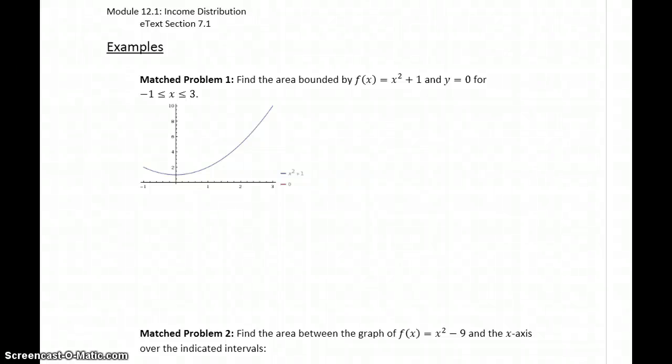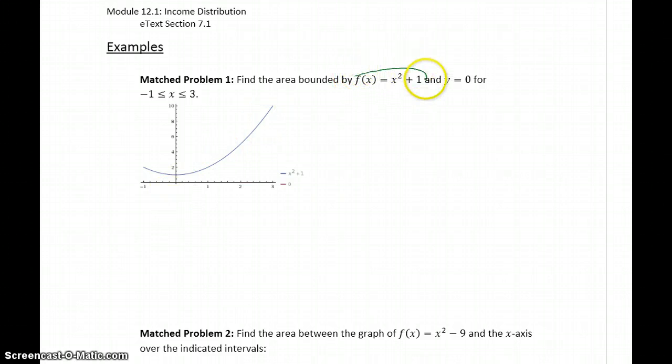When we're trying to find the area between two curves, in this case bounded by f of x equals x squared plus 1 and y equals 0 on this interval from -1 to 3, again, one of the first things we need to determine is which function is taking on the larger function values. Really the easiest way to do that is just to plug those two functions into your graphing calculator and get an idea of what those graphs are going to look like.